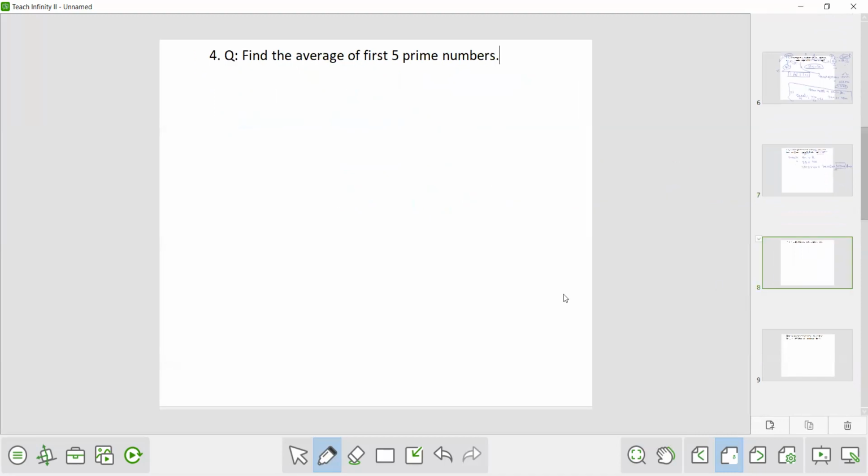Find the average of first 5 prime numbers. So first of all, we have to write what are the first 5 prime numbers. That is 1, no. 1 is neither prime nor composite. So don't consider 1 as a prime number. The first prime number will be 2, then 3, then 5, then 7. 9 is not prime, then 11. Now add this: 11 plus 7 is 18, and 5 plus 3 plus 2 is 10. 18 plus 10 is 28. 28 upon 5. You have to find the average.